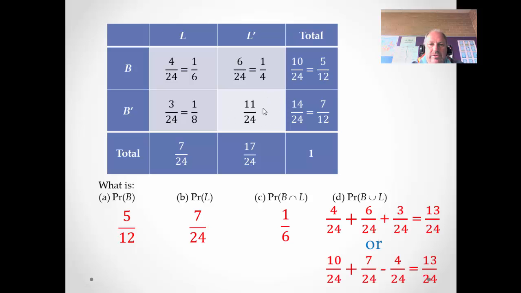Two different approaches. In this one here, you add everything in B, everything in L, and take away this bit here, because if you count everything in B and everything in L, you've actually counted this section twice, so that's what that second calculation shows. So the answer is 13 out of 24, whichever way you do it.